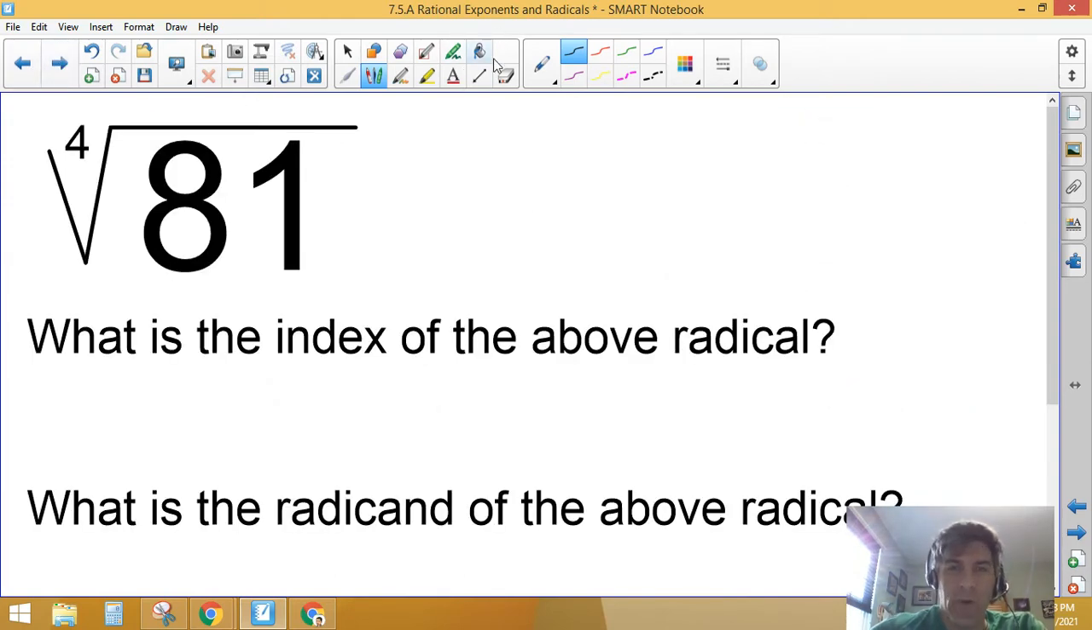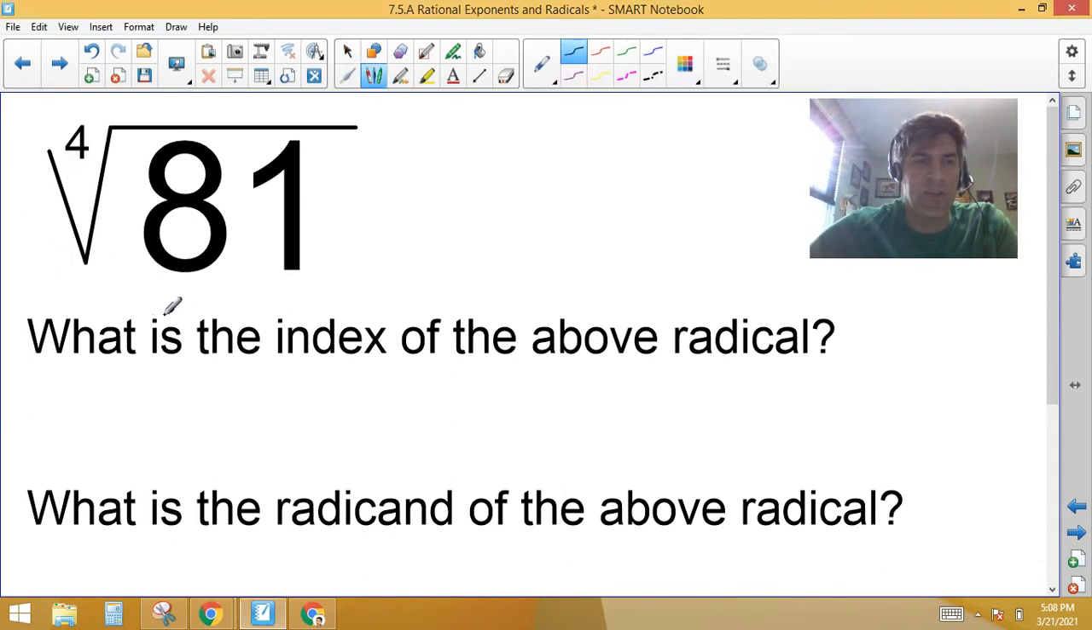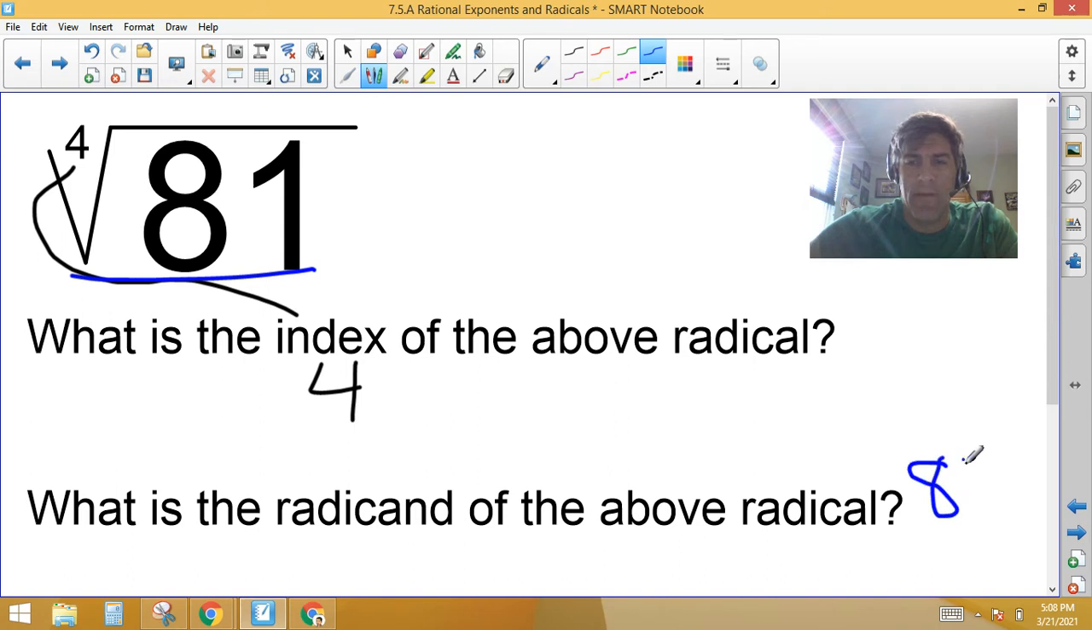Okay, so let's take a look-see. What is the index of the above radical and what is the radicand? Good. Hopefully you got, for the index, it's going to be this 4, and the radicand is the 81. If you wanted to figure out what it actually is, you could figure out what times what times what times what gives you 81. It's 3.